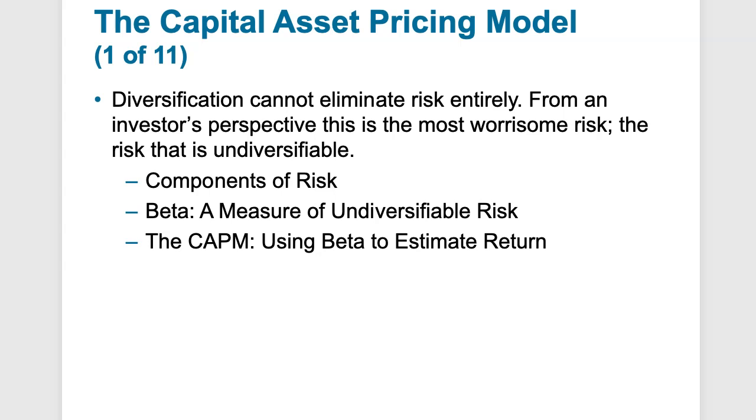So we know that diversification cannot entirely eliminate risk. From an investor's perspective, risk is not something we want, and there is a certain amount of risk that is undiversifiable. So we're going to talk about the components of risk, beta as a measure of undiversifiable risk, and how we can use the capital asset pricing model in relationship with beta to help us calculate what the required rate of return would be on a stock with a certain amount of risk as measured by beta.